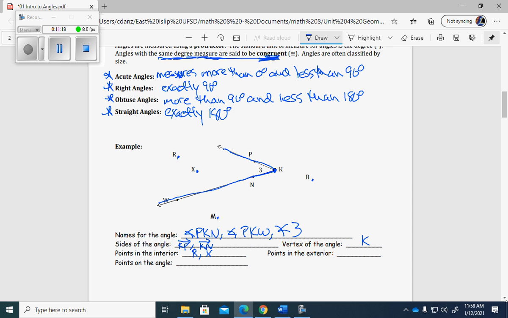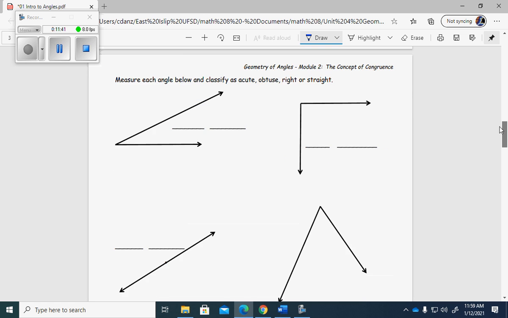And the point in the exterior, I see an M and a B. There is no symbol for points, you just use a capital letter. And points on the angle, I see P and K and N and W. So that's pretty much the notes that we're taking, because the rest of this now is measuring.